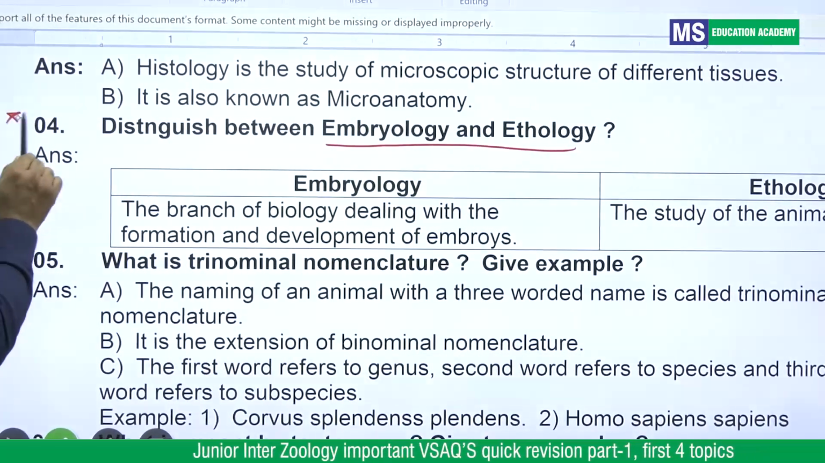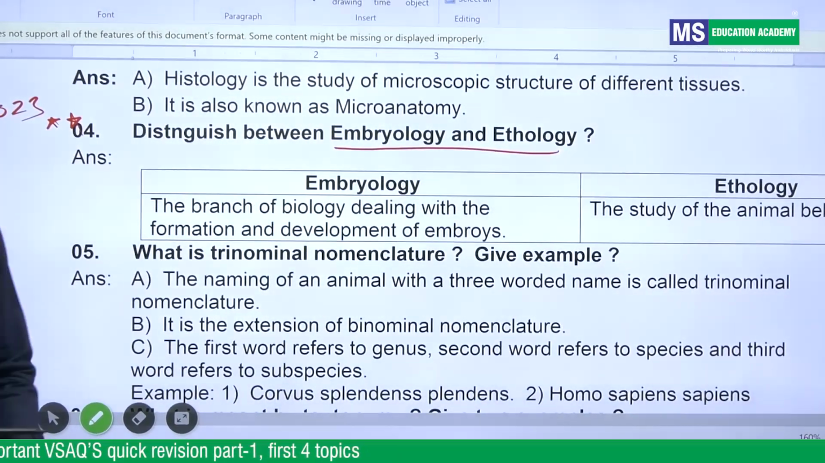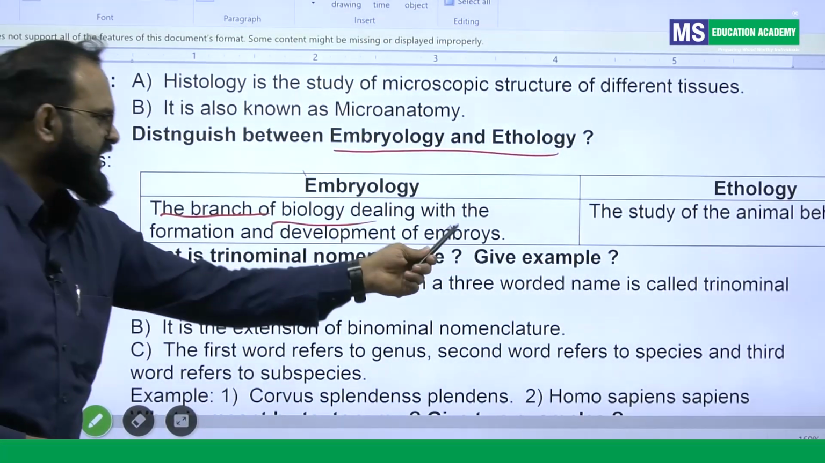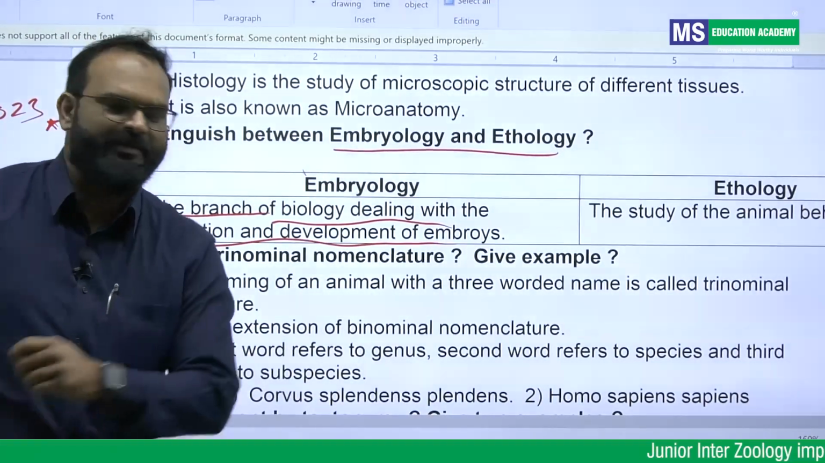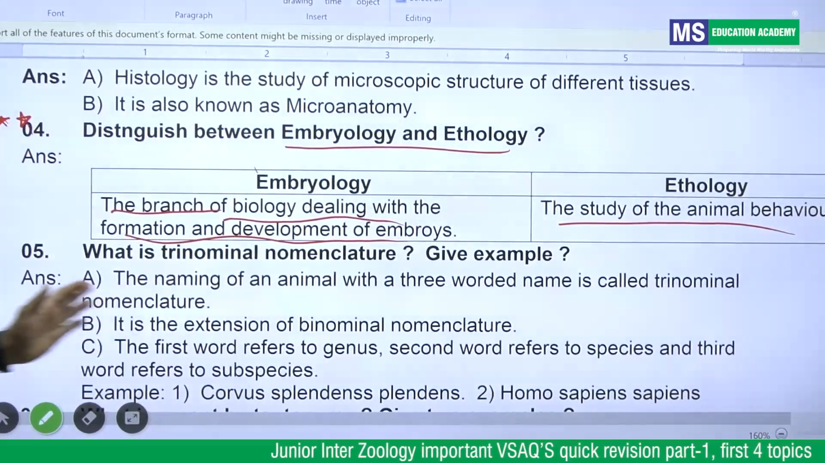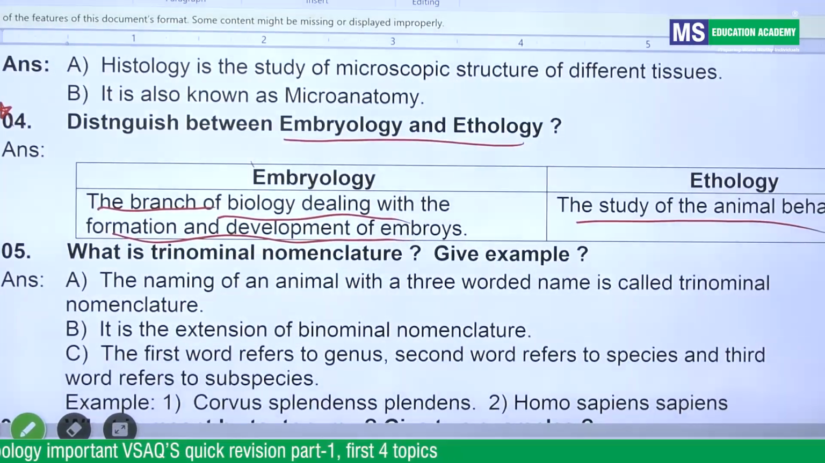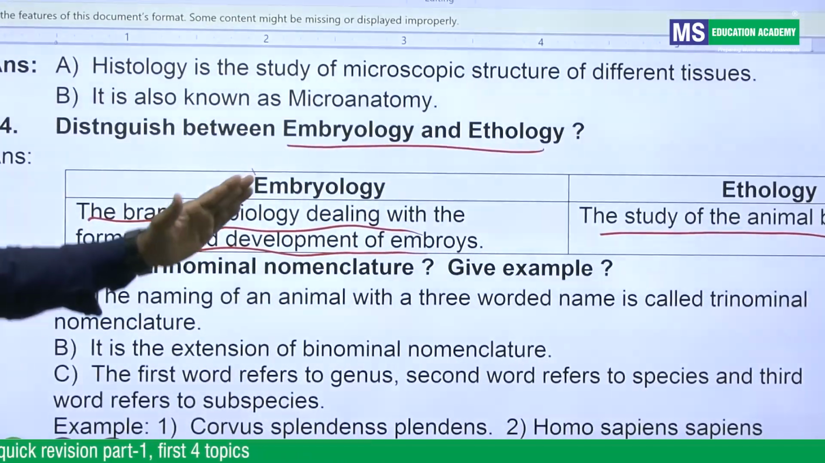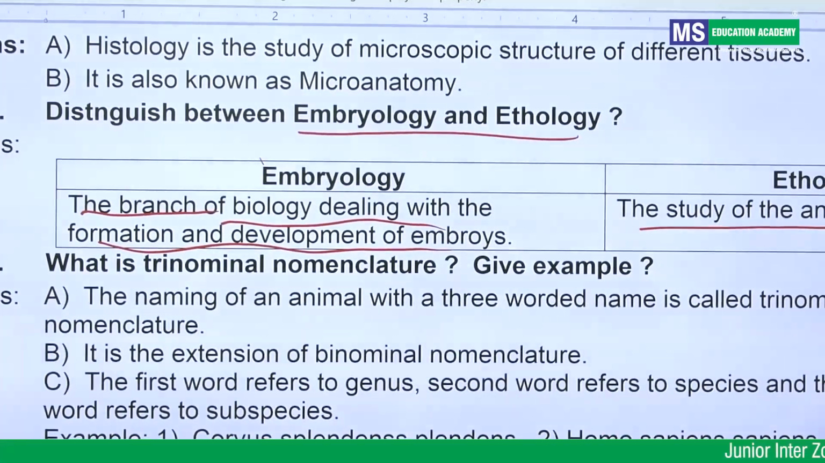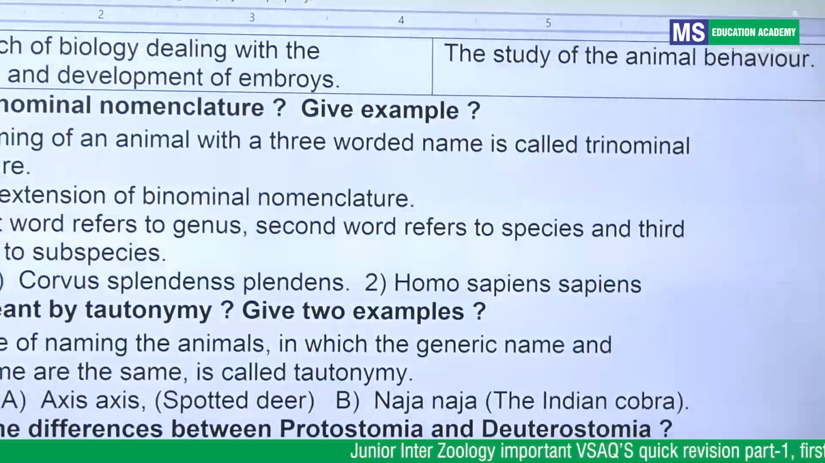Next question. Distinguish between embryology and ethology. Students, I am giving double star to this question for IPE 2023 Junior Inter Zoology exam. Embryology, the branch of biology dealing with formation and development of embryos. Ethology, the study of animal behavior. Very simple. You will enjoy when you draw these types of tables and bifurcate the page, embryology and ethology. Even the examiner will be impressed with your presentation, students. Again and again I am saying, presentation.